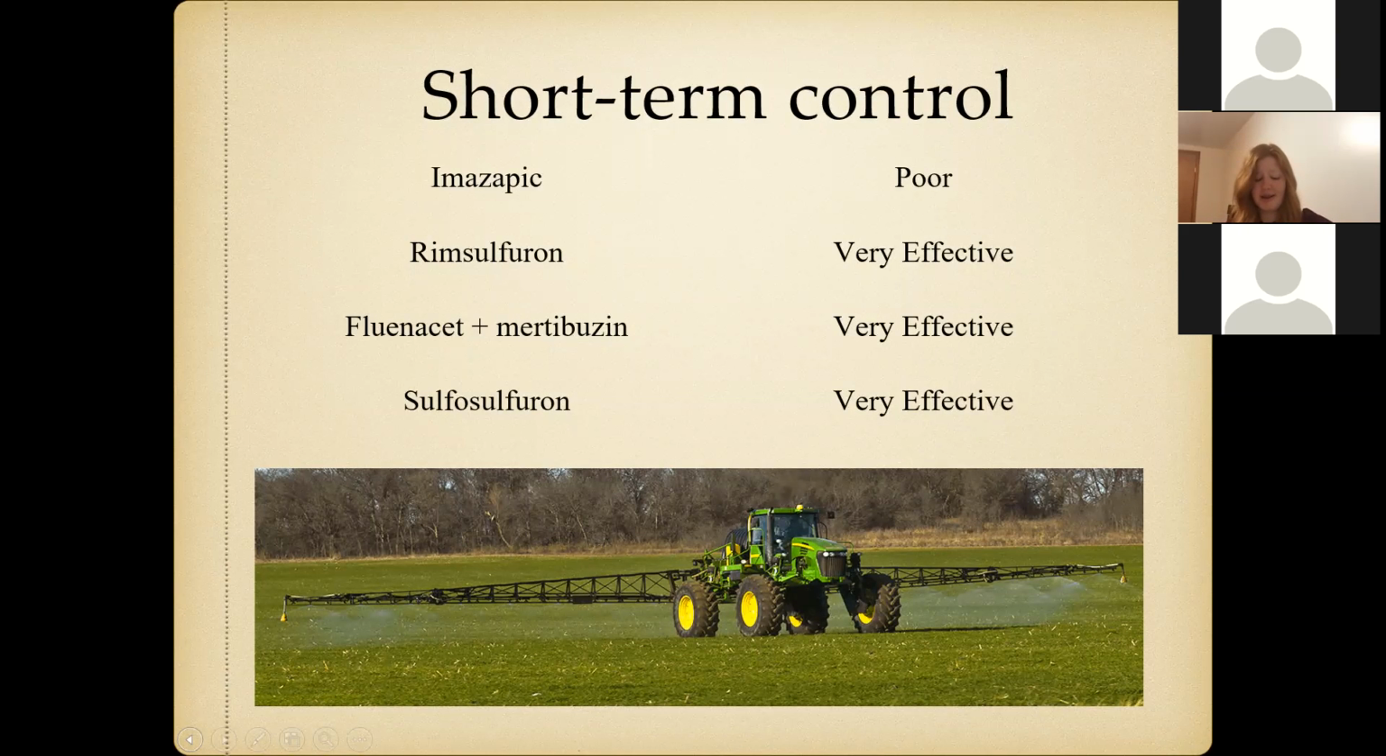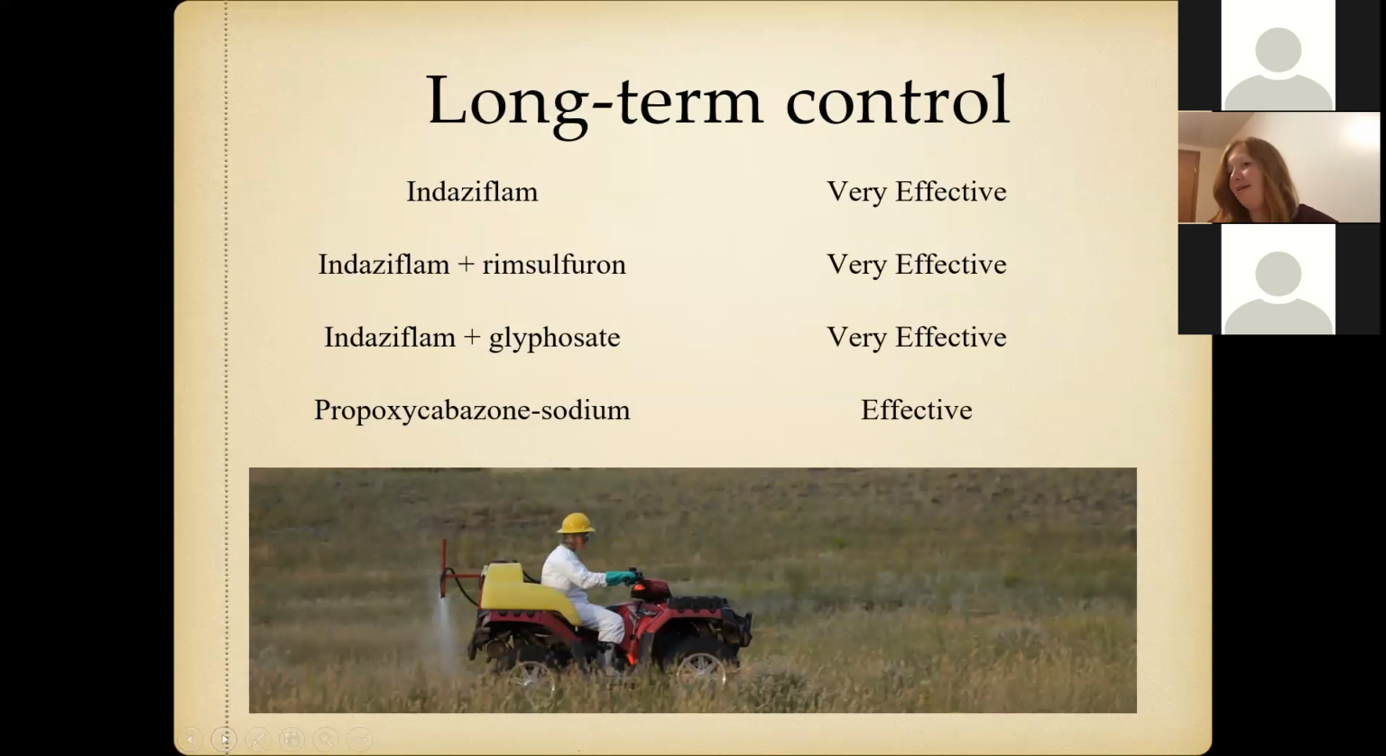Our long-term control methods only had two main chemicals that were actually used, indaziflam and propoxycarbazone sodium. So indaziflam was used both alone and when it was mixed. This was ranked as very effective. It showed no injury rates to any other perennials, and for all of them, it saw a large decrease in the number of Ventenata dubia that were found on site.